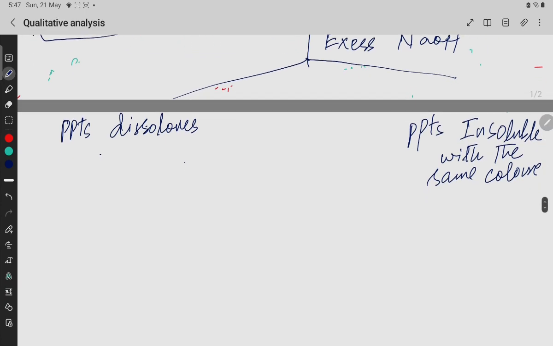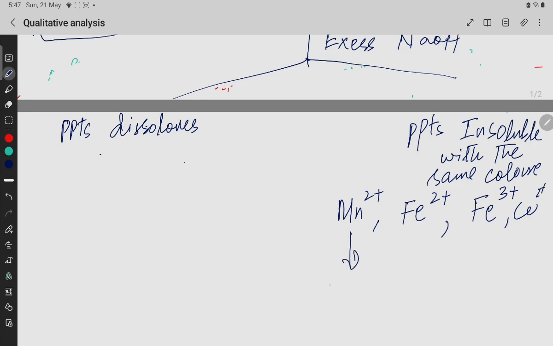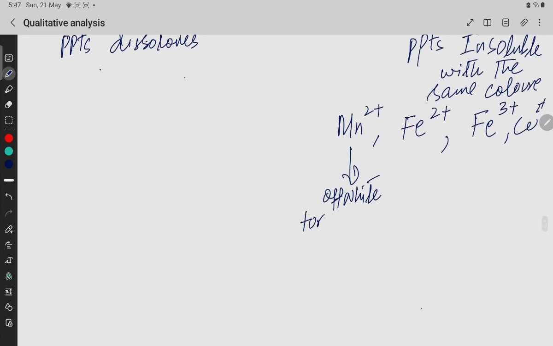For example, the precipitates that are insoluble are manganese 2 positive, iron 2 positive, iron 3 positive and copper 2 positive. Same off-white. Please keep in mind that off-white precipitates turn brown in the case of manganese. It can be pale yellow as well, so you must be careful while observing these cations. If first off-white and then turns brown, it must contain manganese.